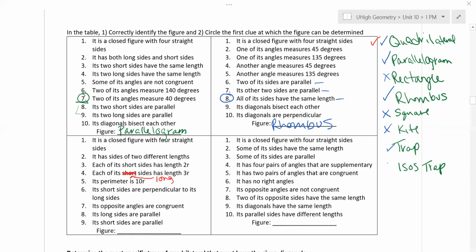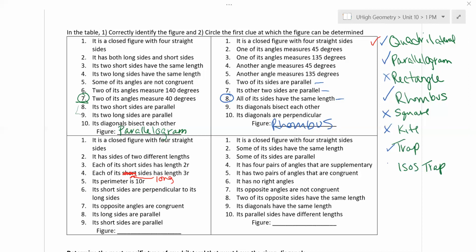So we're going to change that. Number 4 should read each of its long sides has length 3r. Its perimeter is 10r, which makes sense if we do 3r plus 3r plus 2r plus 2r. That would give us 10r.